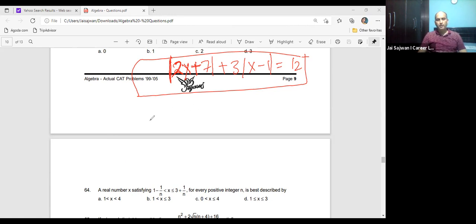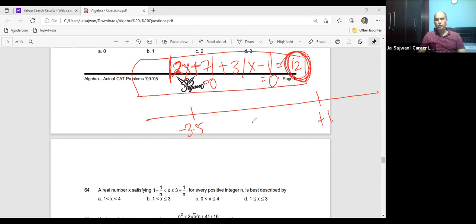Very good. Here is the number line. I request all of you to please pay attention here. Good, Manish. Put them equal to 0. If you put them equal to 0, it is minus 7 by 2. That is minus 3.5. If you put them equal to 0, it is plus 1. 12 kilometers, what they are going to travel.